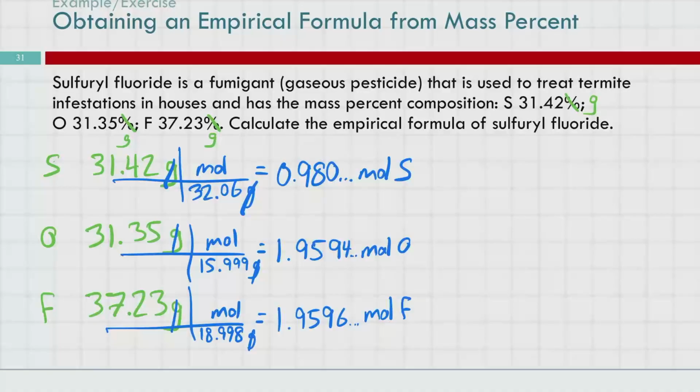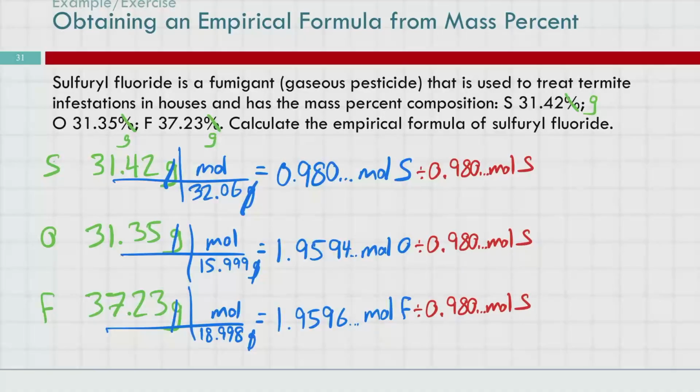All right, we got this far. So this is after step 2. Now we've got moles for each of our elements. And what's that important step that I yelled about last class? Yeah, we have to divide them all by the smallest number. So the 0.980, we're going to divide them all by that number. And we get the top one for free because it's a number divided by itself, so that's 1.